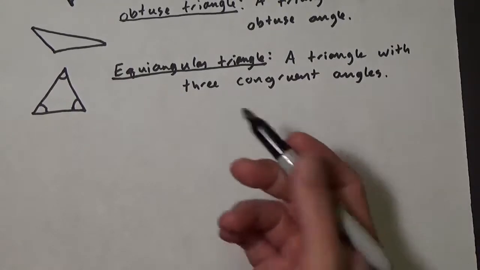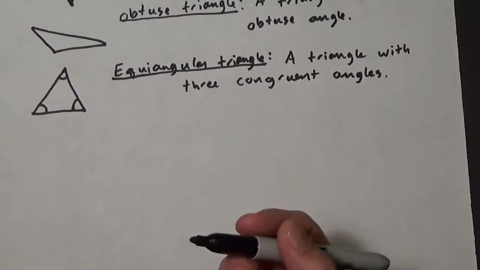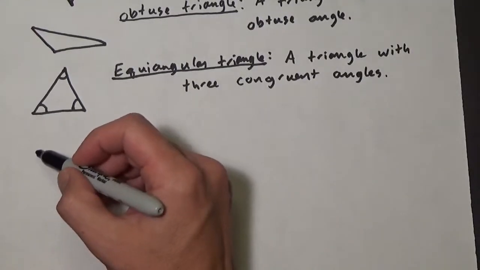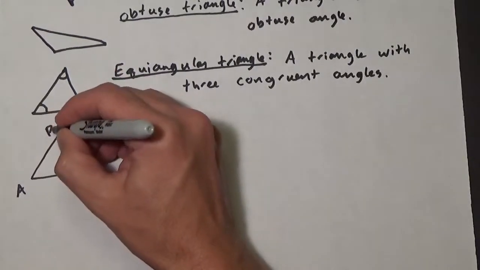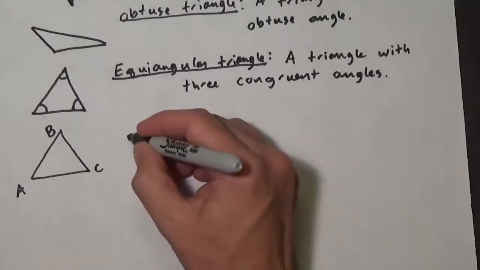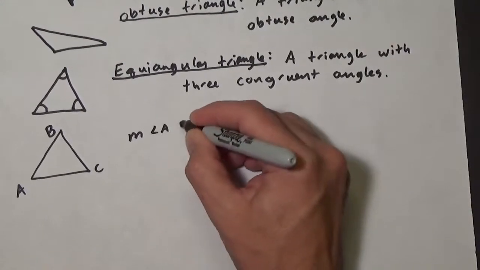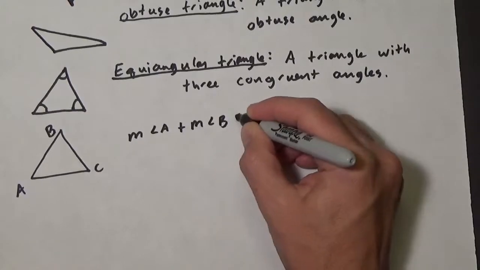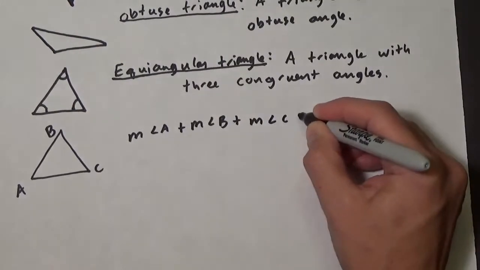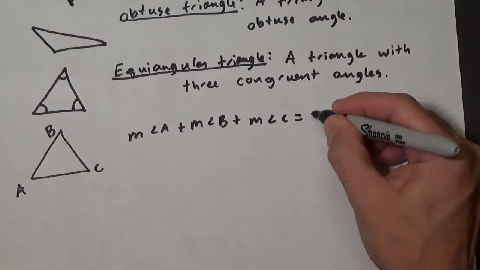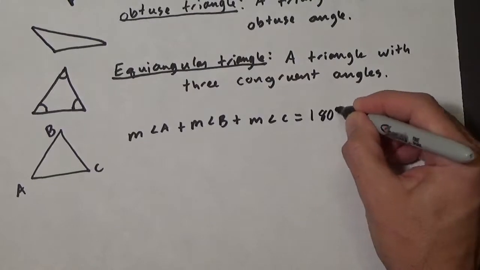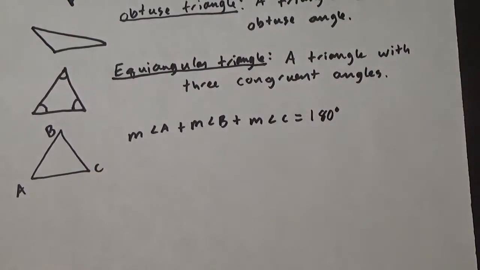Next we're going to look at an important theorem that goes with triangles. Let's say we have a triangle here, A, B, C. The measure of angle A plus the measure of angle B plus the measure of angle C equals, and hopefully most of you were able to come up with 180 degrees right away. We're not going to prove that. Hopefully that's something you proved back in geometry. But anyways, this is the triangle sum theorem.